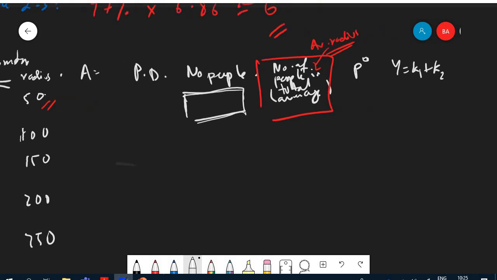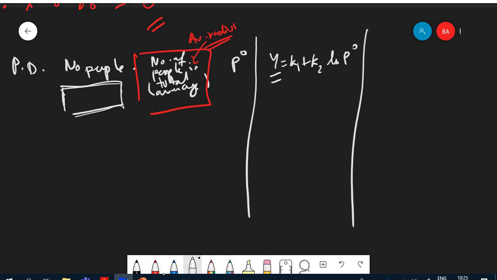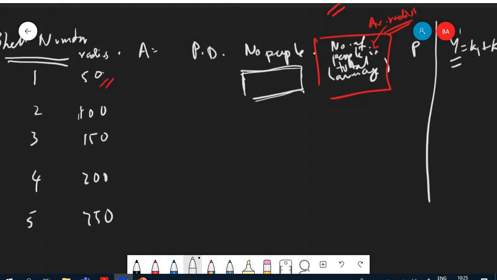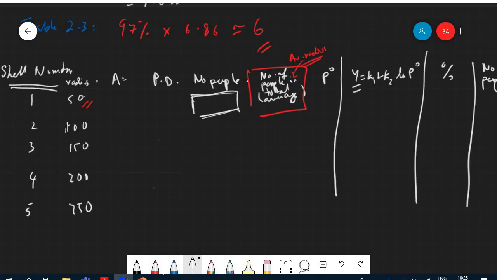Okay, just a moment. So ln P, I already have ln P naught. So I'm going to calculate the pressure, and based on the pressure I can continue and calculate how many people are going to get affected. I'm going to get the value of Y, and after I get the value of Y, I'm going to get the percentage of people, and then I'm going to know how many people are going to be affected. So you see the big table that I'm trying to build here, and build my case.